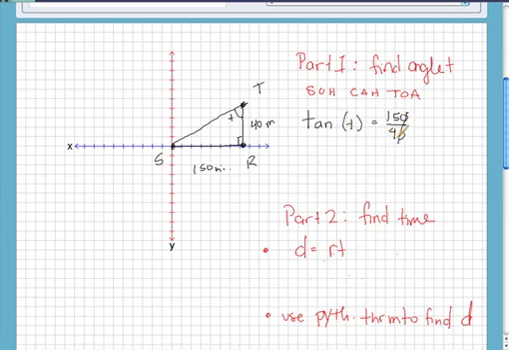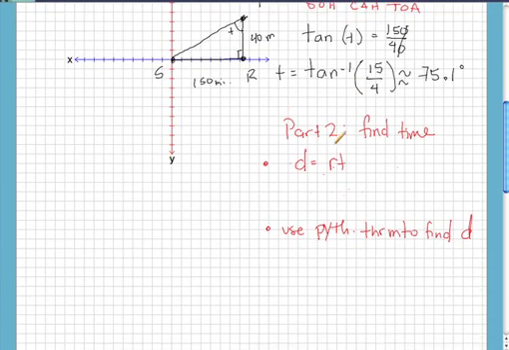And given that this is a tangent that you probably don't know off the top of your head, I don't, so we're going to use a calculator. So we're going to type tangent inverse into our calculator, and we're looking for the tangent inverse of 15 over 4, and that's going to give us angle t. That's going to be an approximate angle, and that angle will be approximately 75.1 degrees. So that's part one. For part two, we're looking for time.